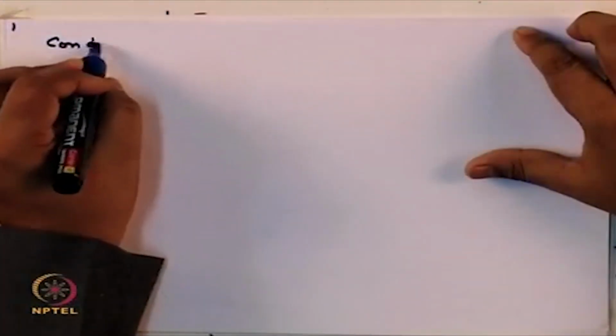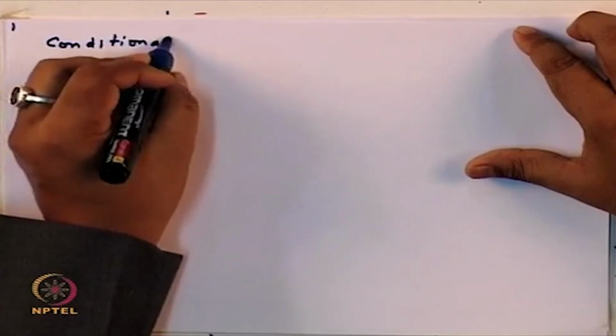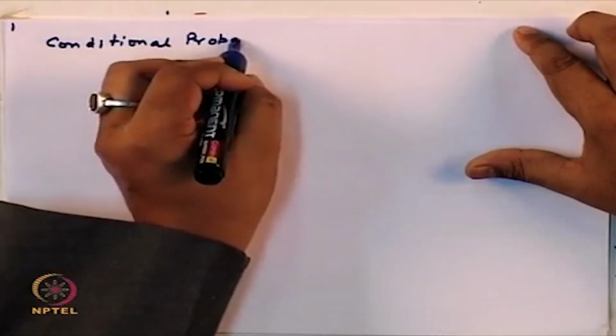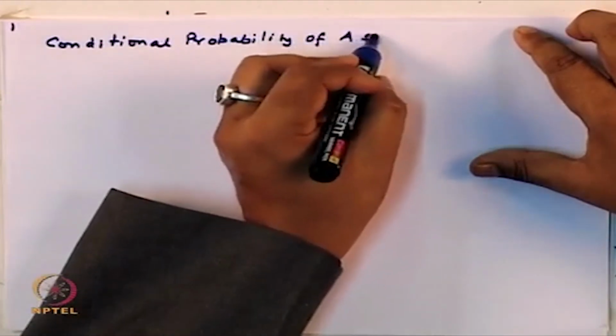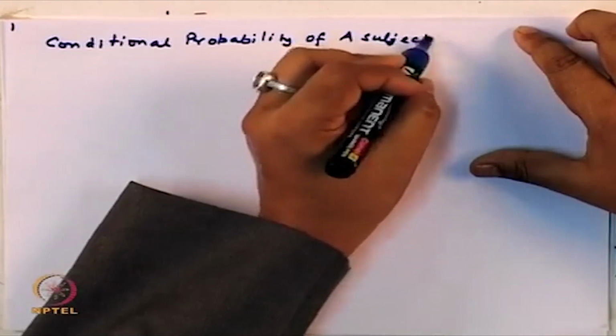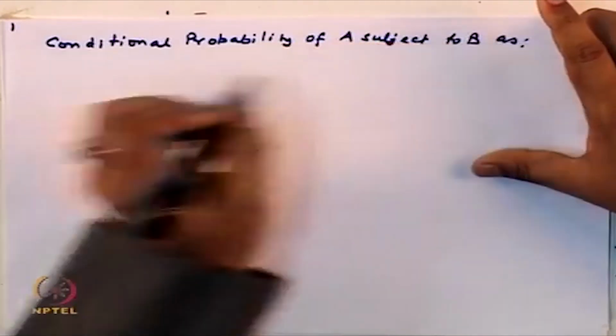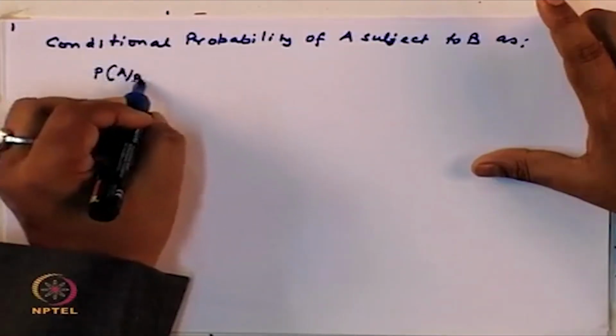So, we will continue with probability and random variables in today's class, but briefly I wanted to mention what was covered in the previous class. One of the most important concepts we had brought up was the idea of conditional probability, right. So, you write the conditional probability of A subject to B as P of A given B, right.